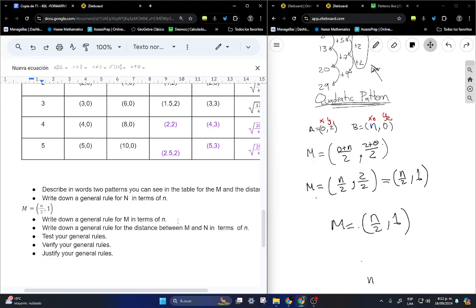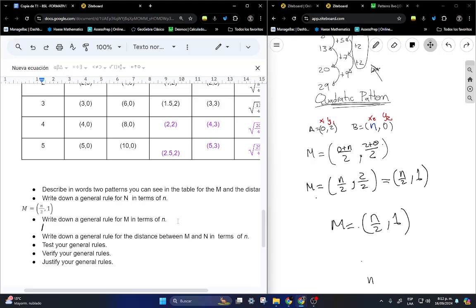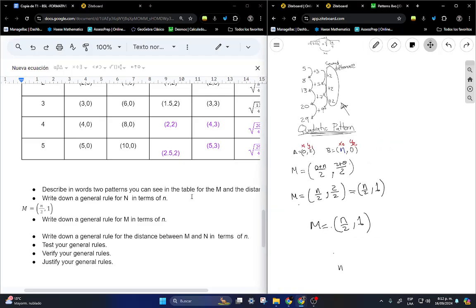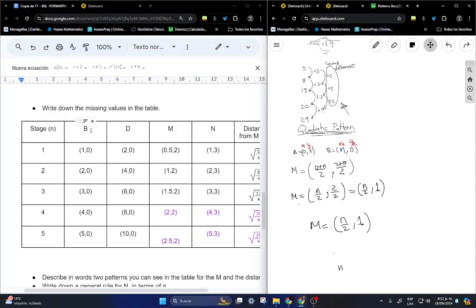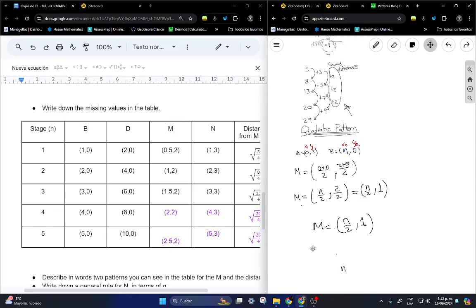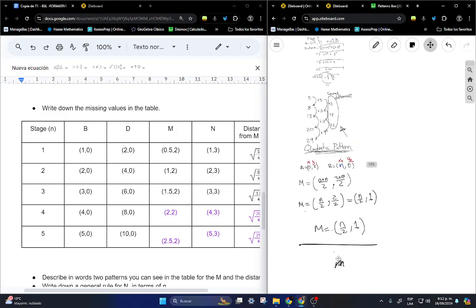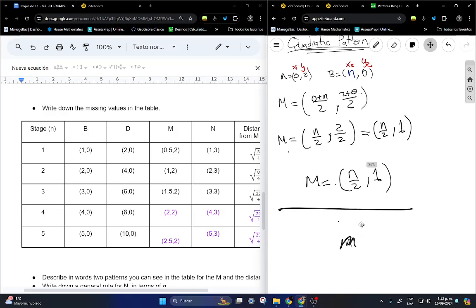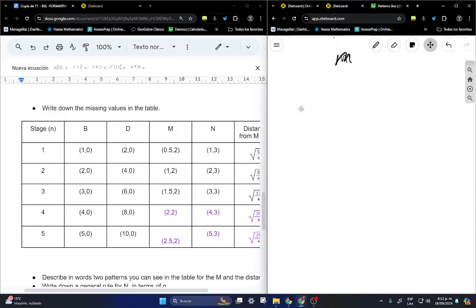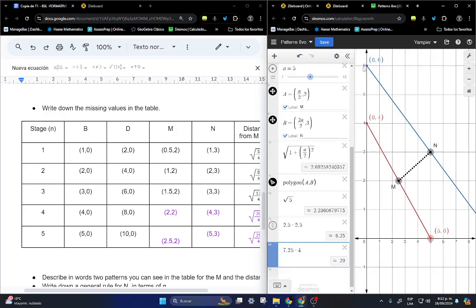Okay? But now let's do the one for n. It's super similar. Remember, n is the midpoint between C. Let's actually go further. Between C, which is, I forgot what C is. C is fixed, it's 0, 6.